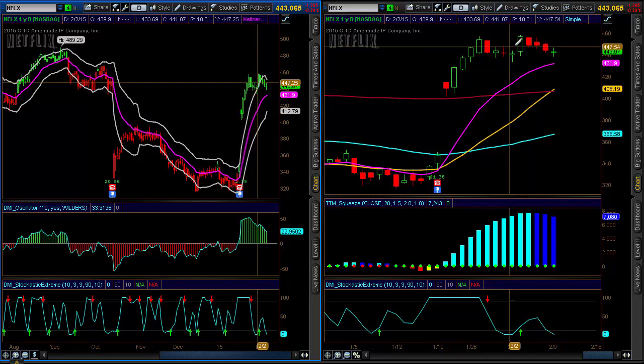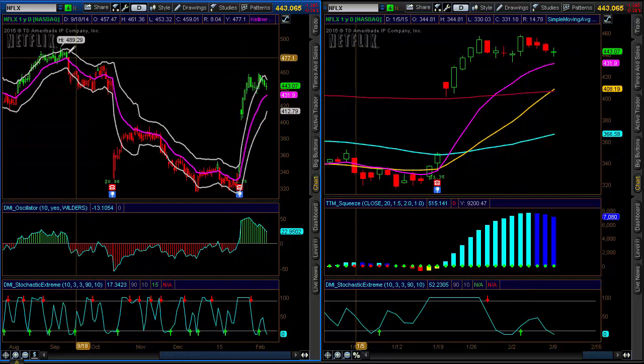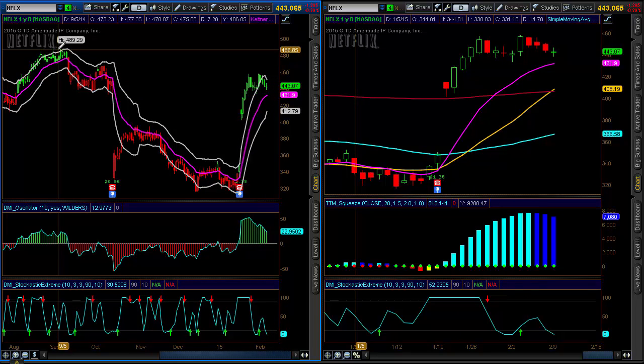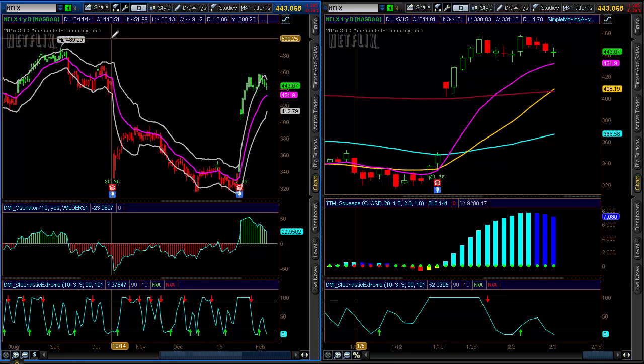Otherwise, it's kind of this tight little range right here. It's very, very oversold. I think this thing's probably targeted back to 489, the previous 52-week high. I'm going to call it, I think this thing can get to $500.